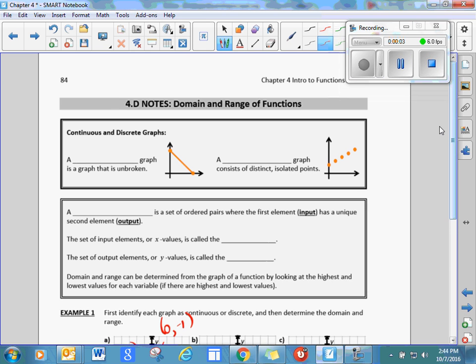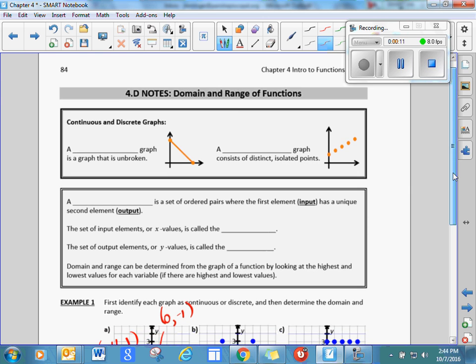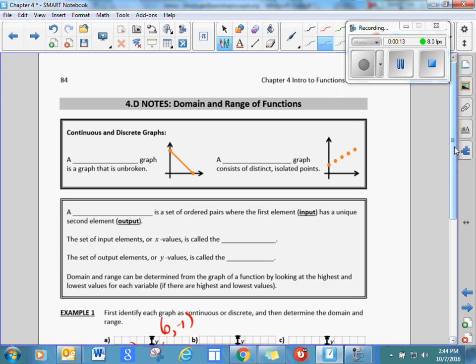Okay, we're starting section 4D. More functions. We're going to add the words domain and range, some new vocabulary. We're going to talk about discrete and continuous graphs, new vocabulary. So we'll just get right to the discrete and continuous graphs.